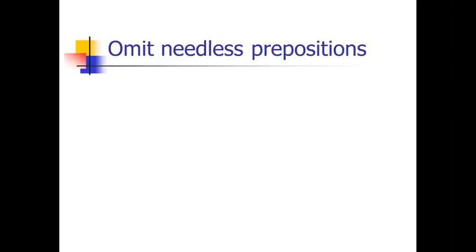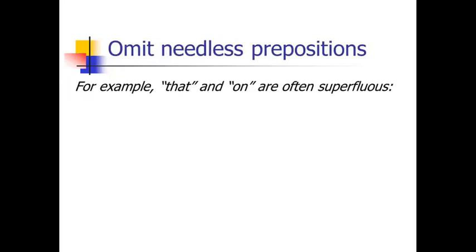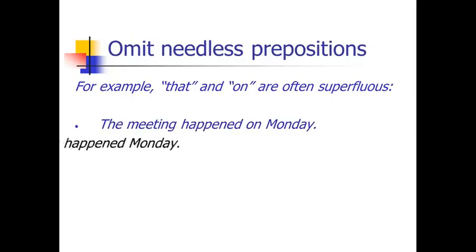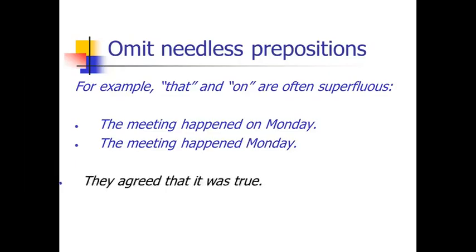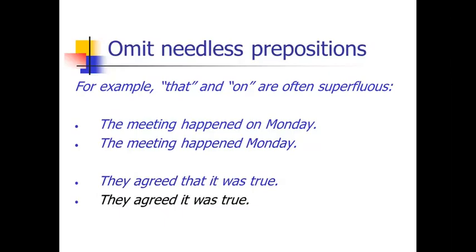And then finally, another kind of small thing that you can omit, but I want you to start paying attention for, are needless prepositions. A lot of times, words like that and on are completely unnecessary. And when you have to get your word count down, here's a good place to strip some extra words. So for example, the meeting happened on Monday. Well, actually that on is unnecessary. You could just say the meeting happened Monday. Or they agreed that it was true. Well, just say they agreed it was true. You don't need the that. So a lot of times you can get rid of those kind of extraneous prepositions. You might think you need them, but if you take them out, you realize you actually don't.